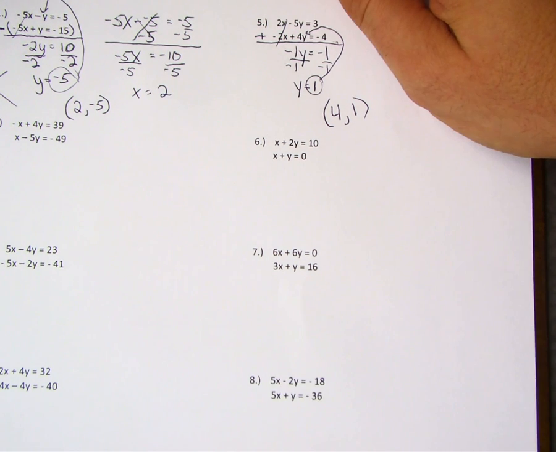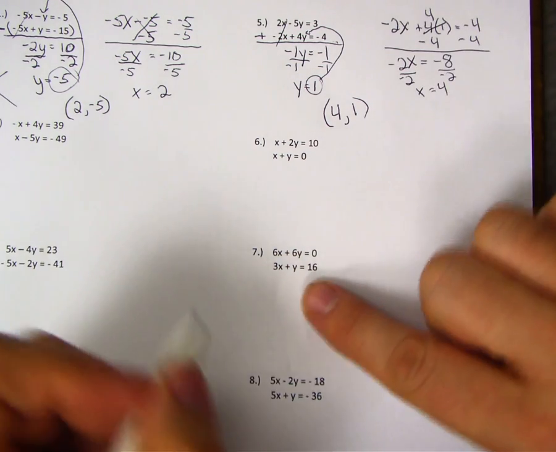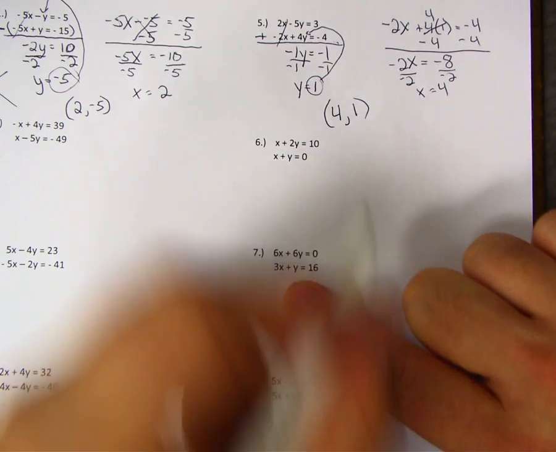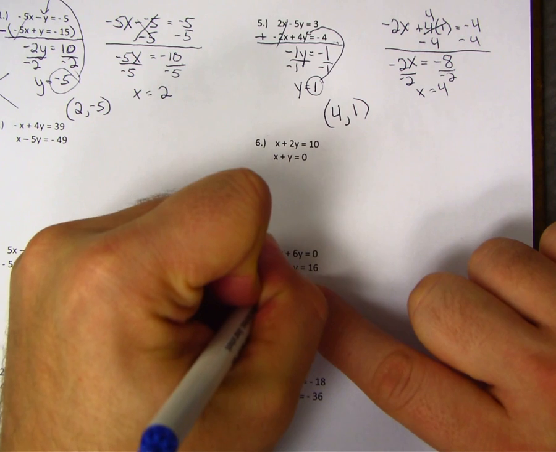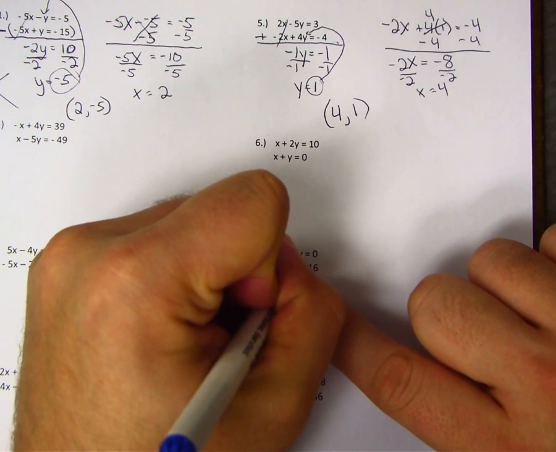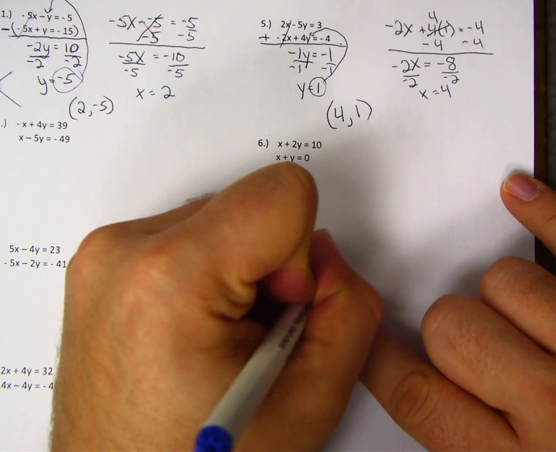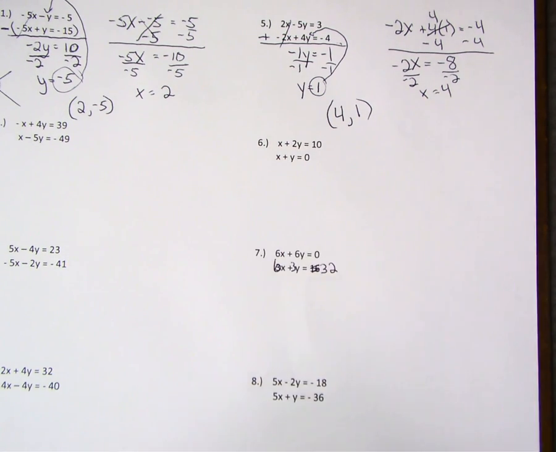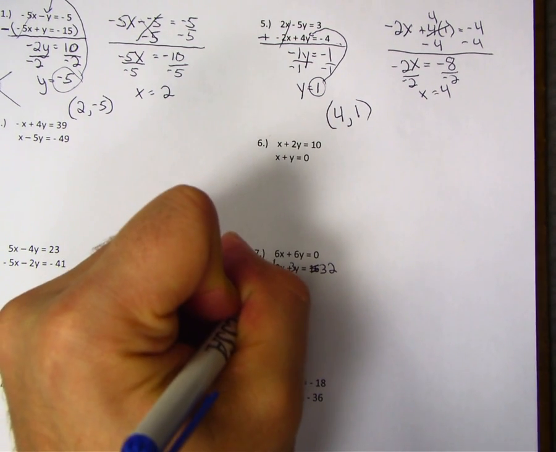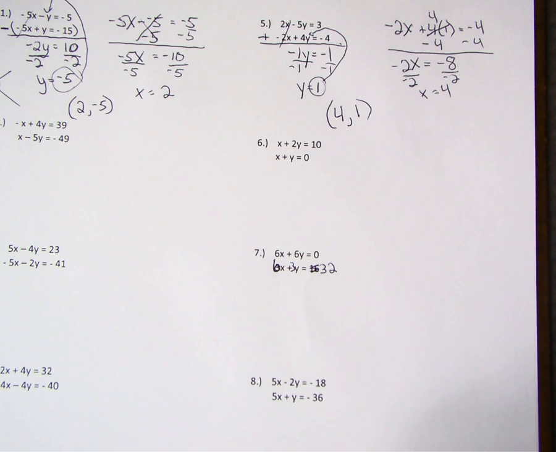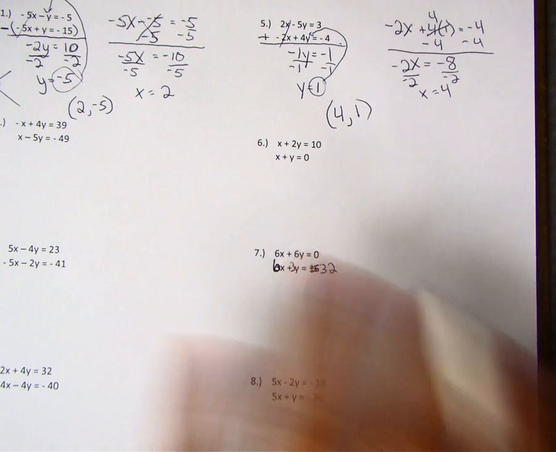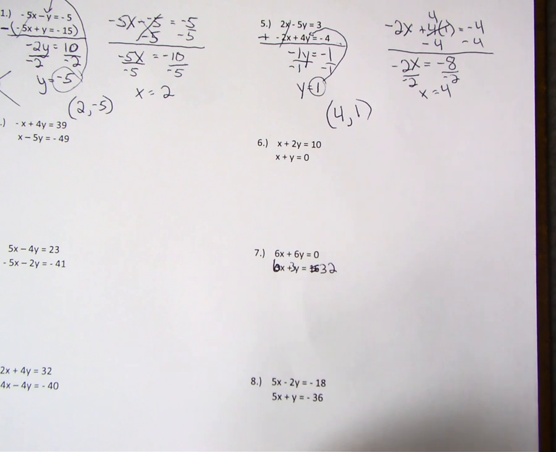I'm sorry, let me stop for 1 second. I want you to do one thing for me before we move on. Number 7 here, I would like you to change this to 6x plus 3y equals 32. That way we've got those all the same. So 6x plus 3y equals 32. Alright? Go ahead and solve these and work on them, and good luck.